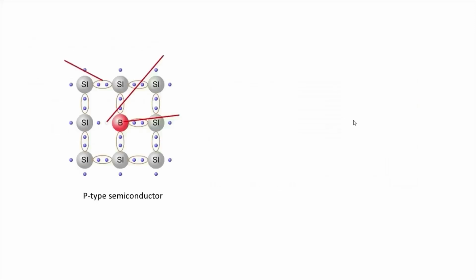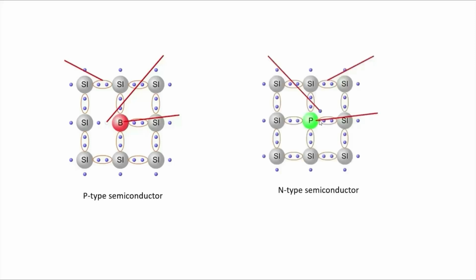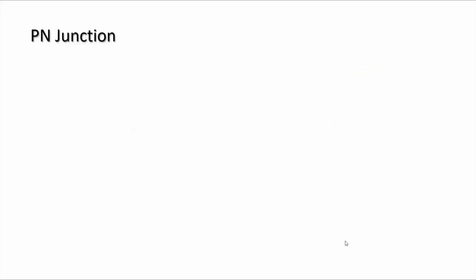If you add trivalent impurities such as aluminum or gallium, then the holes are the majority carriers. It is known as a p-type semiconductor. If you add pentavalent impurities such as phosphorus or arsenic, then the electrons are the majority carriers. It is known as an n-type semiconductor. What is a p-n junction?